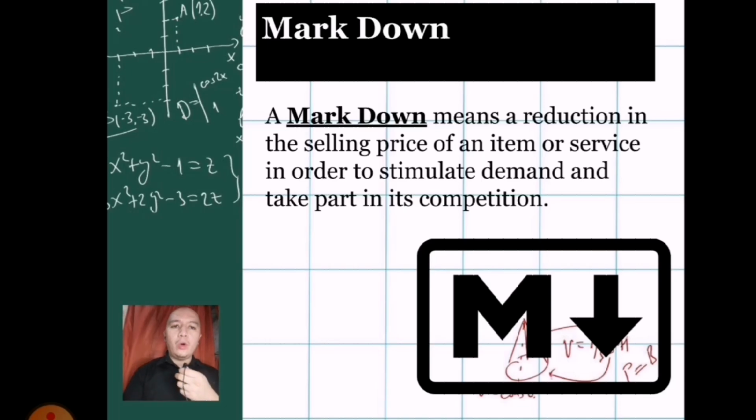Next, we have what we call a markdown. It means a reduction in the selling price of an item or service in order to stimulate demand and take part in competition. So, to put it simply, you use markup when you are trying to elevate the price of a certain good or a commodity, while you use markdown when you are trying to pull down the price of a certain product or a commodity.